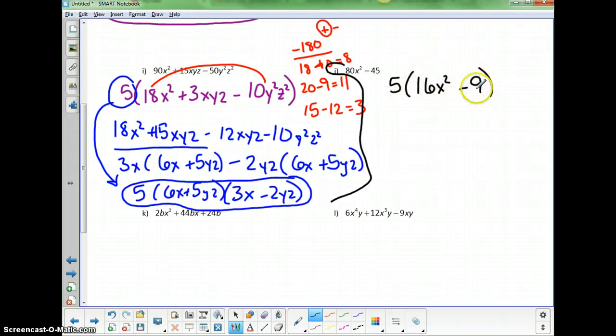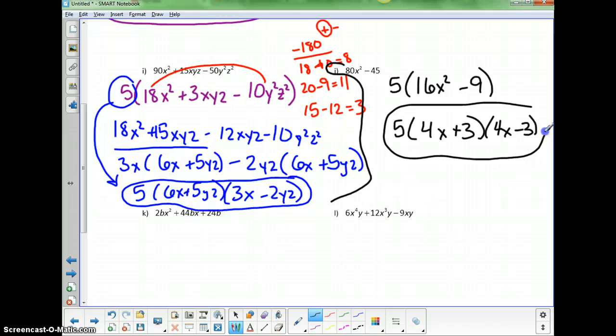Okay, two terms left, no number in common, but they are both perfect squares. I have a difference of squares here. It's going to be 5 times 4 squared is 16, so I'm going to have 4x, and 3 squared is 9, so 4x plus 3, and its conjugate, 4x minus 3. So that's going to be my final answer on this one.